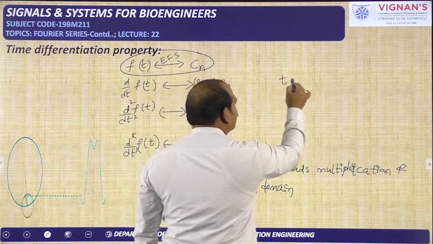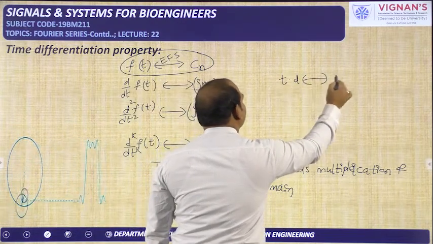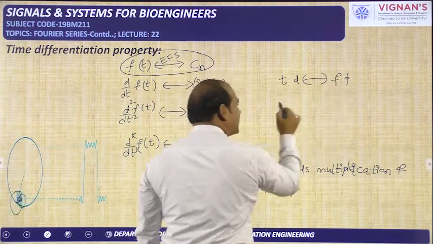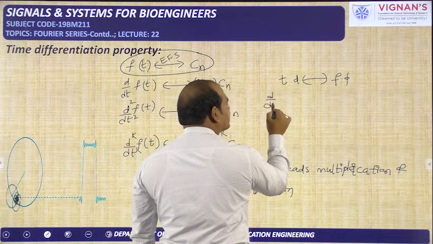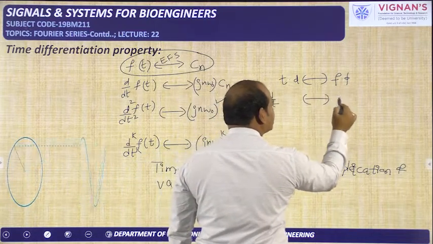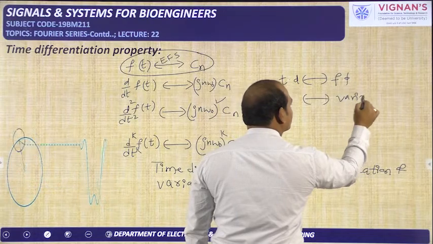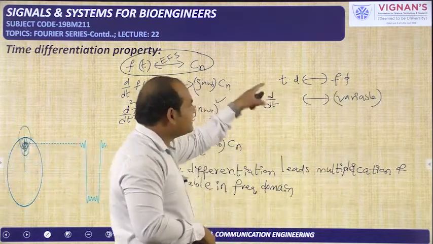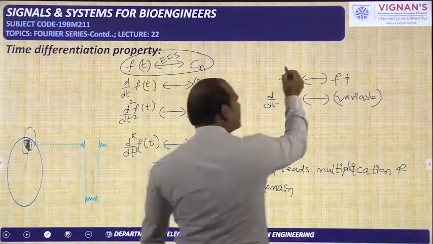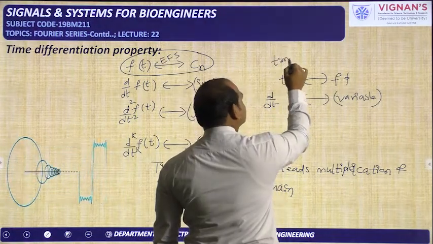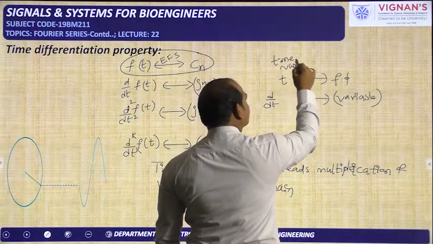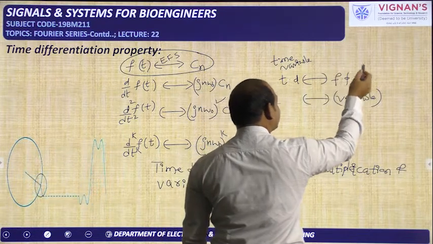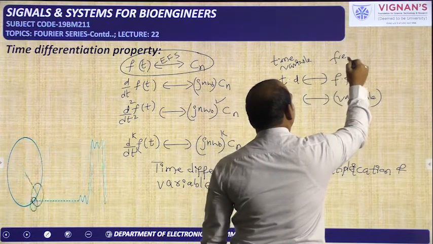The two domains are there. Left side is the time domain, right side is the frequency domain. Here we are doing the differentiation, so here you need to multiply with the variable. What is the variable? That you need to understand. Because it is the time domain, time is the variable. Because it is the frequency domain, frequency is the variable.